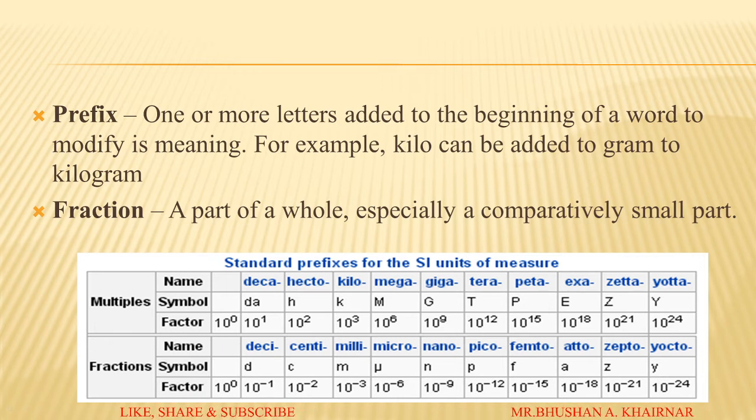Okay. So if you take one example, if we give 10 to the power 3 gram. Gram is basically the whole part. Now what is 10 to the power 3? 10 to the power 3 is the kilo. So you can call it 1 kilogram, or you can call it 10 to the power 3 gram. Okay. So like that.